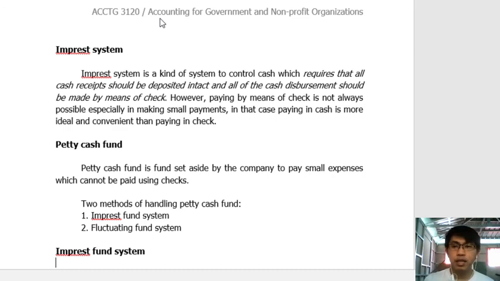So, I will be ending this video. On the third part ay tatapusin na natin itong cash and cash equivalents starting with petty cash fund. Sige, yun muna. Thank you.